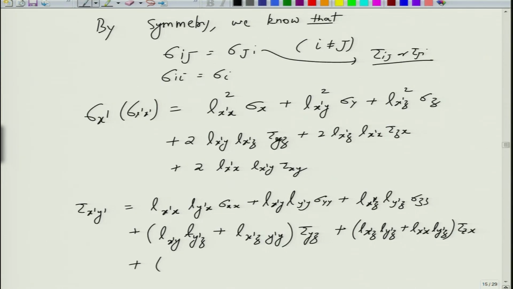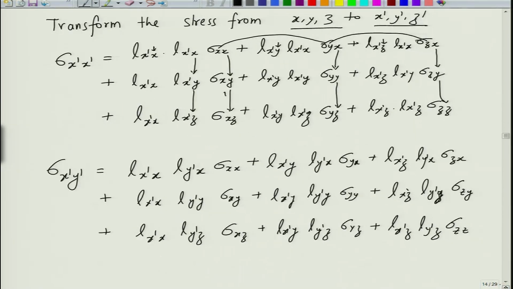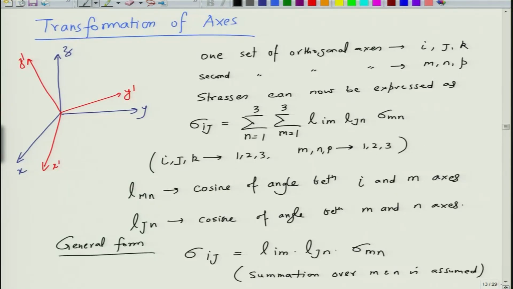And the third term will be L of x prime x, L of y prime y plus L of x prime y, L of y prime x into tau x y. So these are the stress components that we write by doing the transformation. If you go back to the previous slide, essentially the transform is this formula.